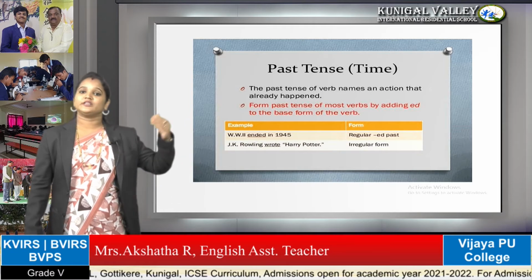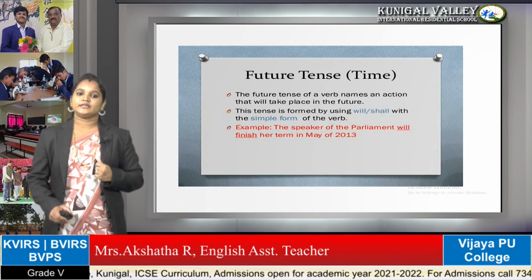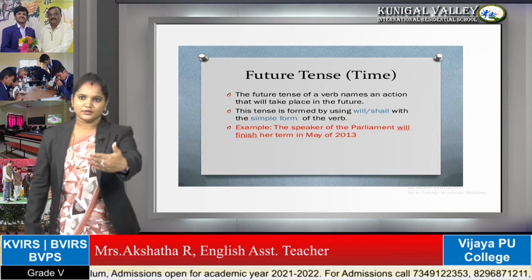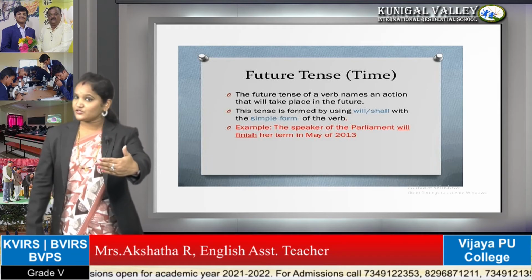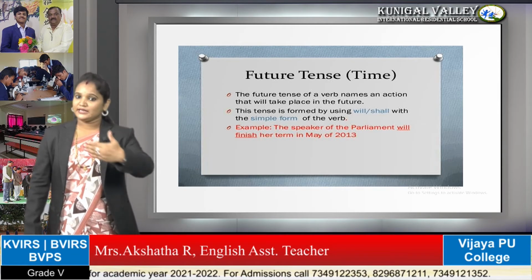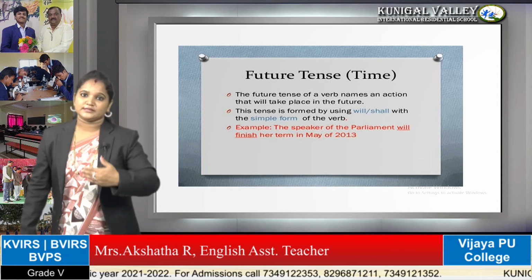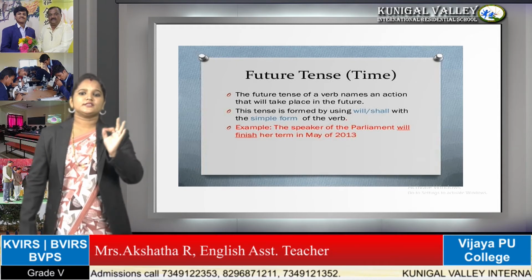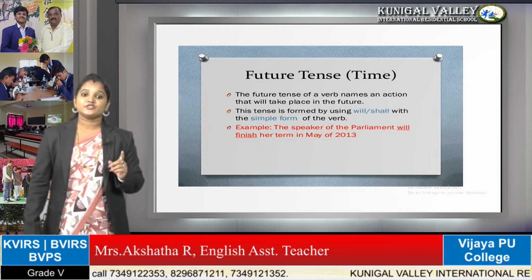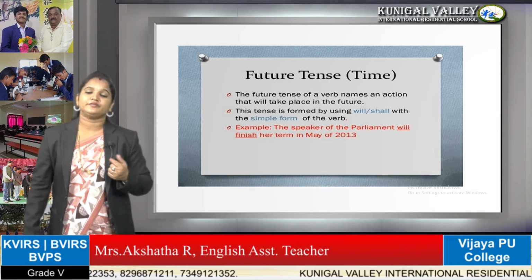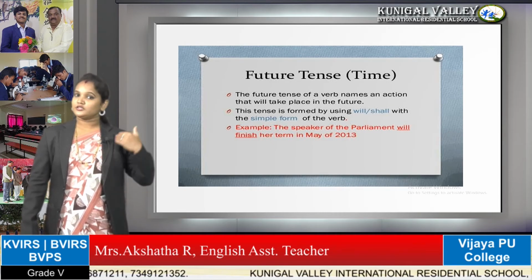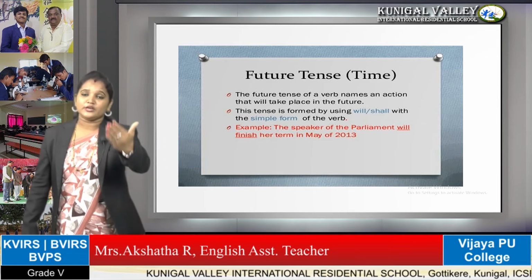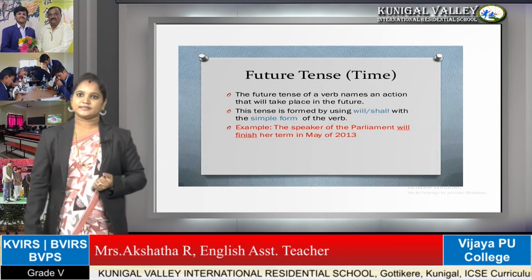About the past time we are talking about. And the third one is future tense. What is this future? The word itself says the action has not taken place or is not taking place, it is about to take place in the future. The future tense of a verb names an action that will take place in the future. Not before, it has not happened, or now we are not doing it. It is going to happen. That is called future tense.